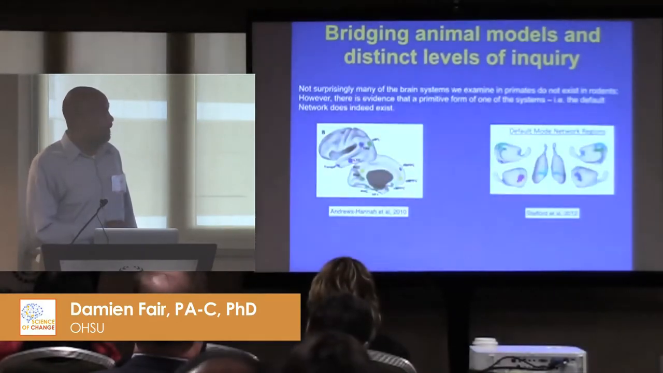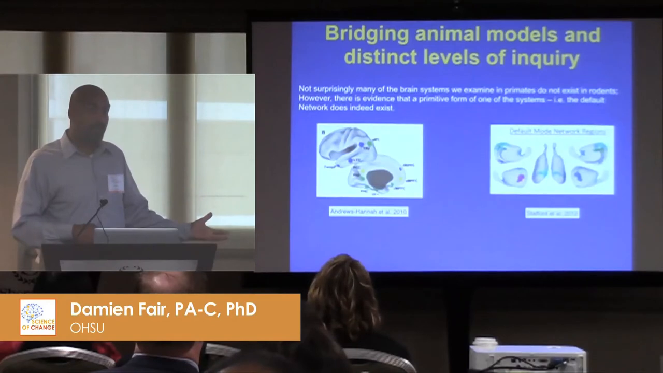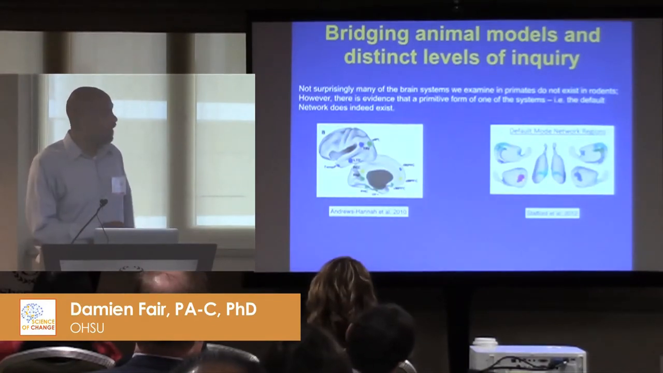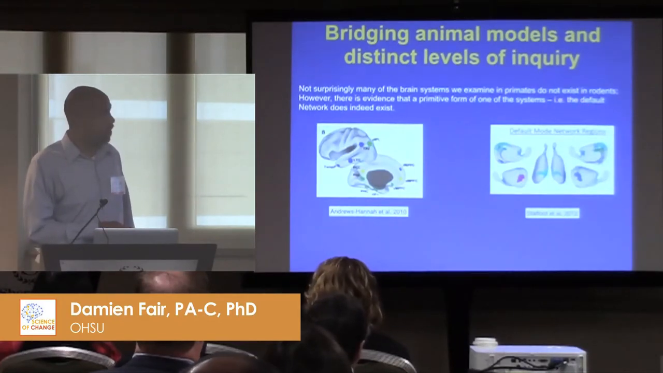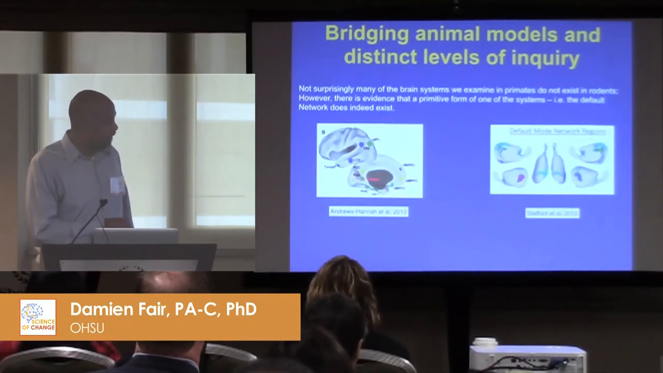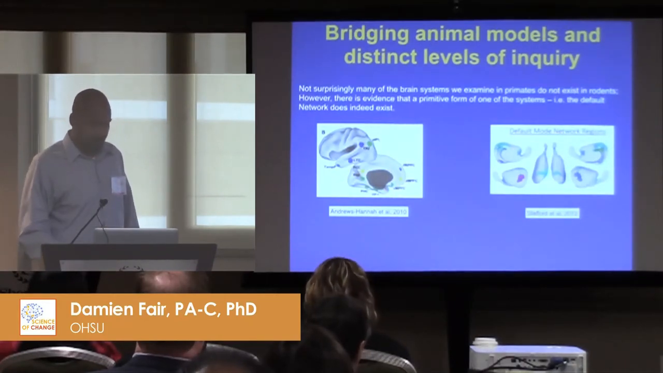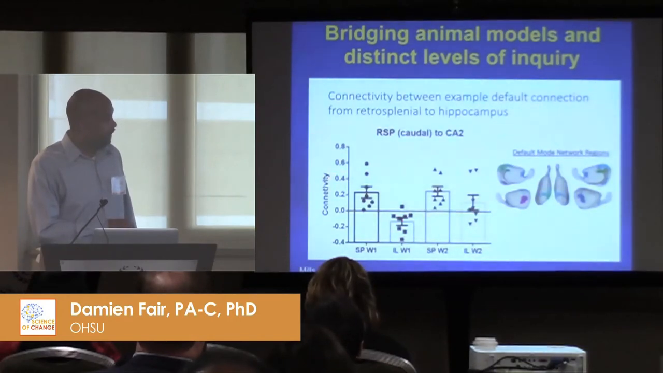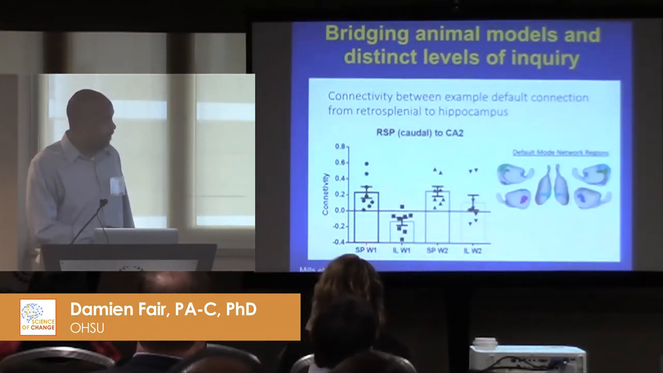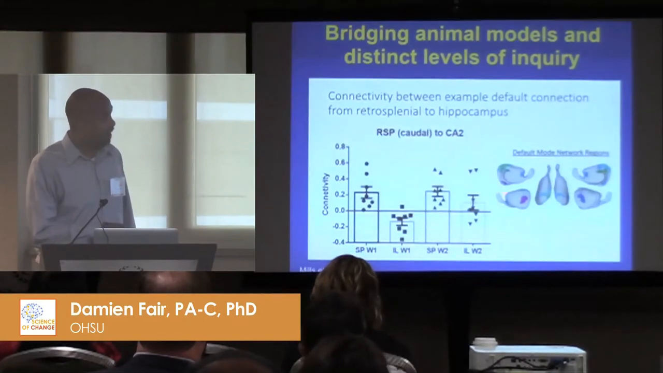Now, it's not surprising that many of the brain systems we examined in primates don't exist in rats, but there are some others, like the default network. It does exist. We've been able to show that. We can measure the default system. It's probably a subset, probably just these green guys down here from the human, that exist in rodents, but there is a subset. We can measure that with the actual BOLD measurements, just like we did with the humans. And what you can find is, if you look at connectivity, this is just one circuit, in the IL-6 animals it's decreased in the default network relative to the saline animals.